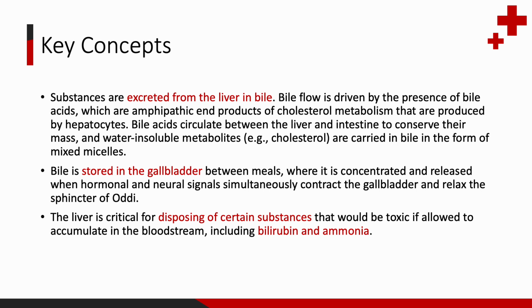Bile is stored in the gallbladder between meals, where it is concentrated and released when hormonal and neural signals simultaneously contract the gallbladder and relax the sphincter of Oddi. Lastly, the liver is critical for disposing of certain substances that would be toxic if allowed to accumulate in the bloodstream, including bilirubin and ammonia.